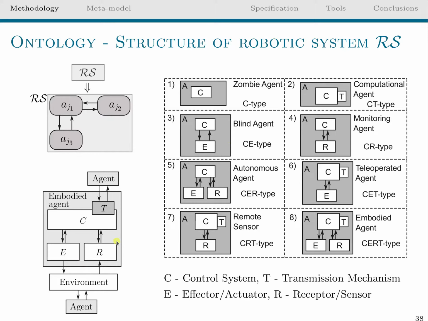Whenever we remove appropriate elements from the embodied agent, like receptors, effectors, and transmission buffers, we can obtain different agent types, which have different tasks. They perform different tasks and have different responsibilities within the system.